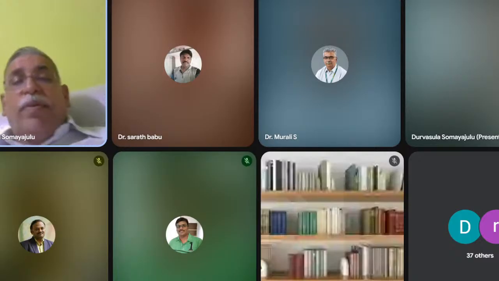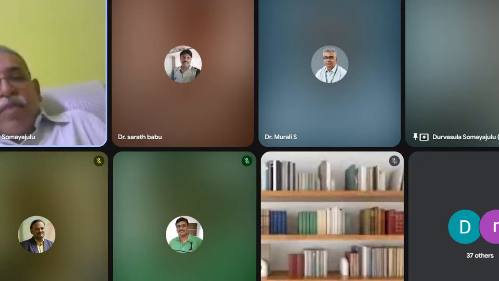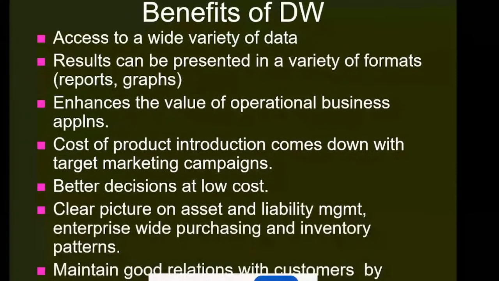So what are the benefits? These are all self-explanatory. One of the advantages is that we get access to a wide variety of data. Wide variety means large; it's a huge repository of data. And results can be presented in different formats, the way you want.